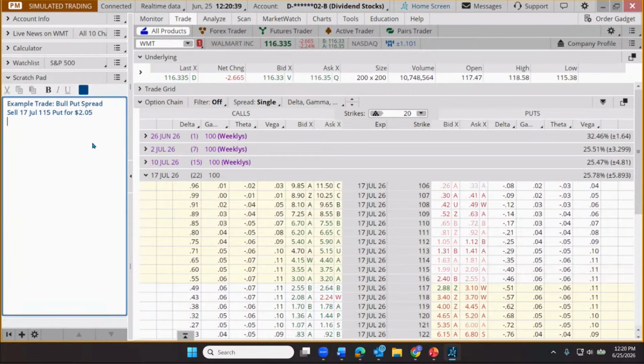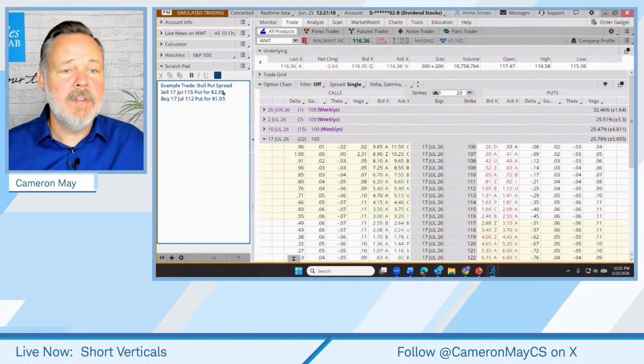And at the same time, to create the bull put spread, we're going to buy the 113. Let's do the 17th of July. No, 112. We're going to do this $3 wide. How much is that 112 trading for? 1.05 to 1.12. Let's say that we get 1.08. You know what? I'm going to be a little bit less generous. Let's just call it 1.05. But here's going to be our vertical spread.